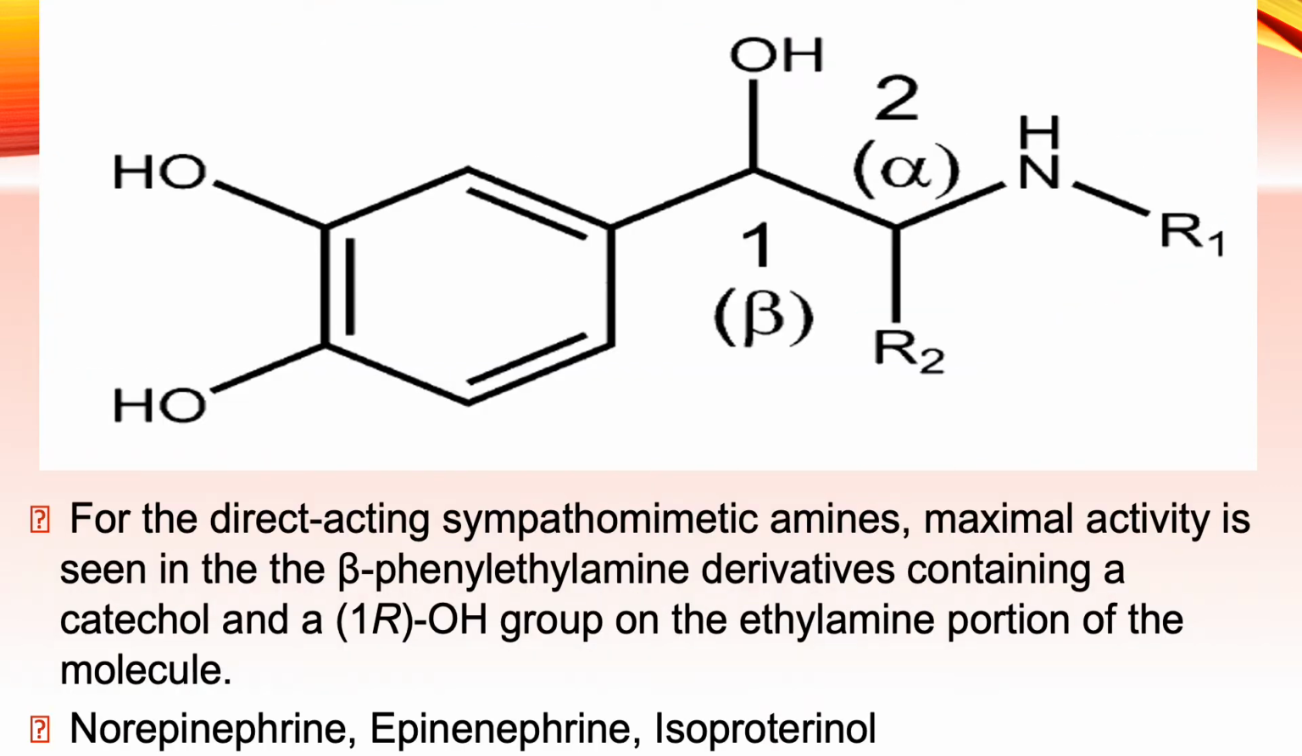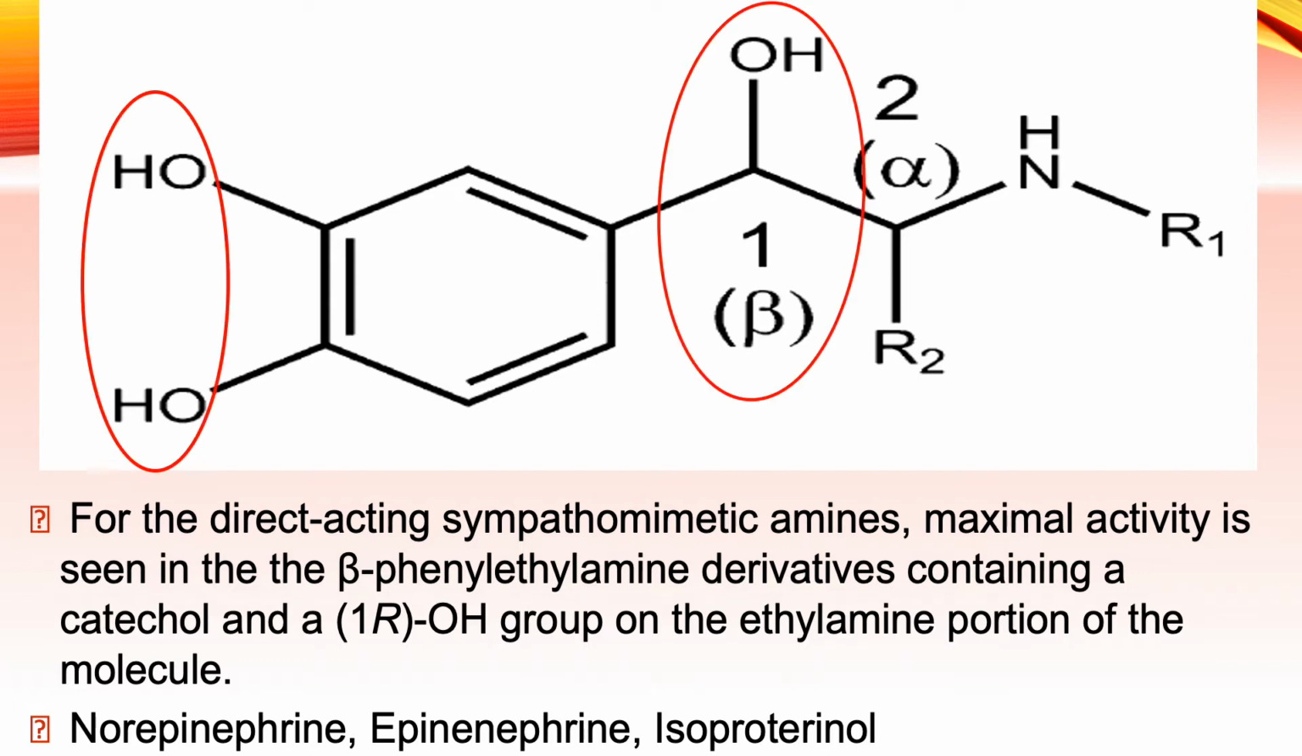In order for a drug to act as an adrenergic agonist or to become a direct acting sympathomimetic agent, it should have the following attachments. It should have maximal activity when hydroxyls are attached to the beta carbon and to our phenyl ring. Examples of this drug are norepinephrine, epinephrine, and isoproterenol.